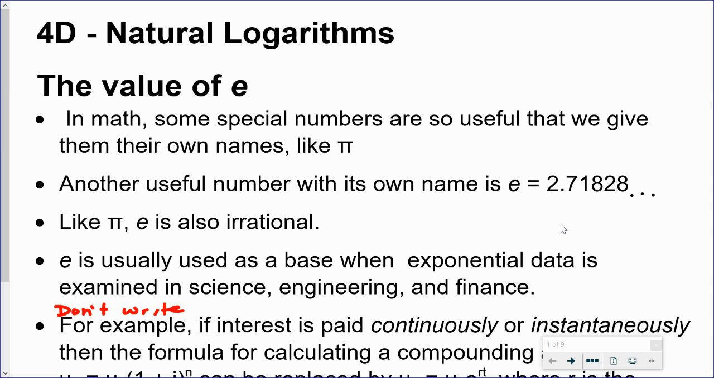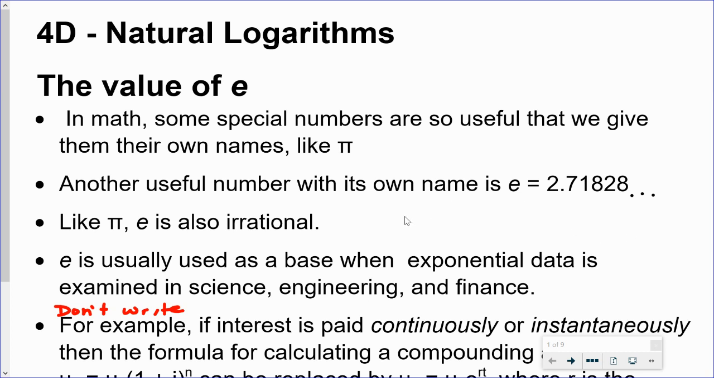In math, some numbers are so useful that we give them their own names. A good example is pi. We use pi in calculating areas of circles, and we use it a lot, so it has its own symbol and its own name. Another useful number with its own name is e. e is approximately 2.71828, but just like pi, it continues on indefinitely.